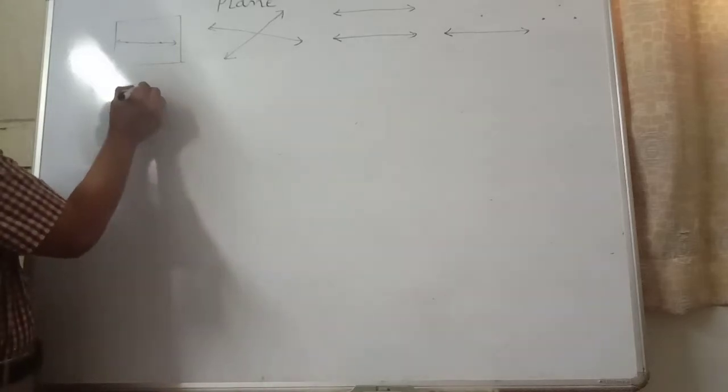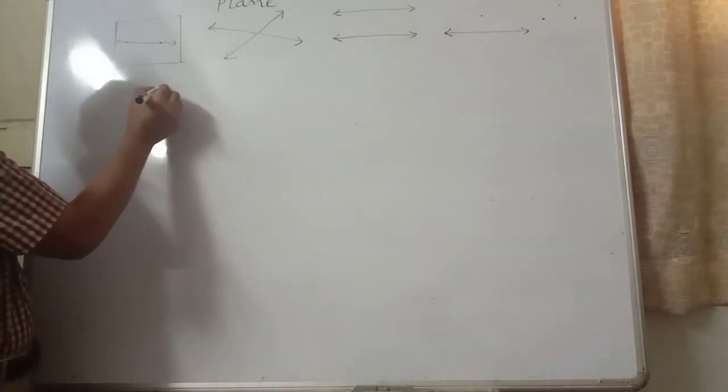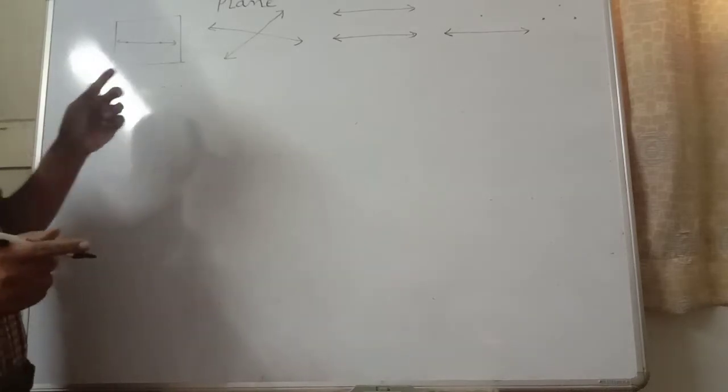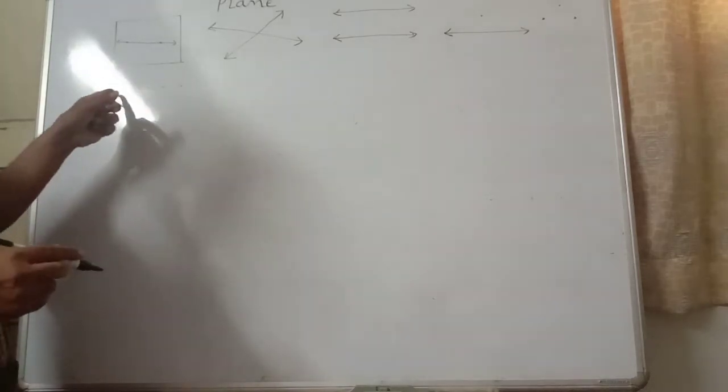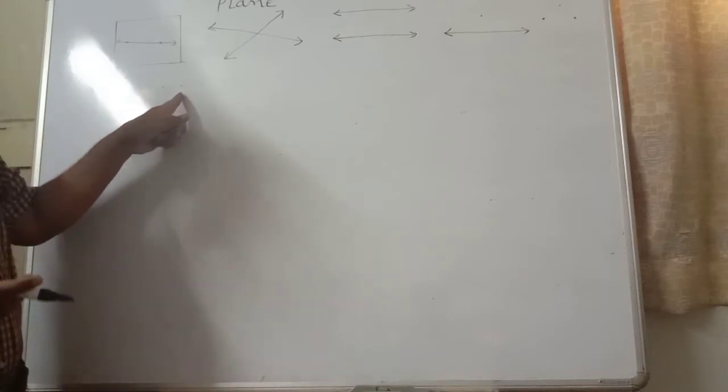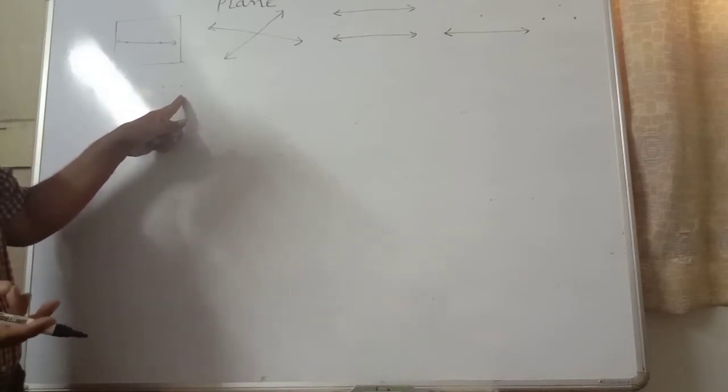If 3 points are collinear, then they do not form a plane. They can form a line only, because if points are collinear, then a line passes through them.